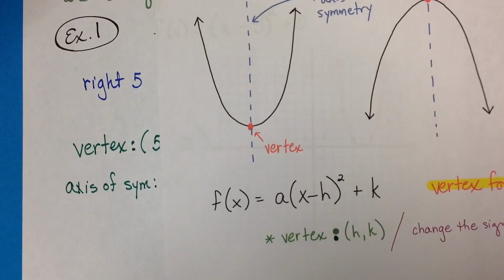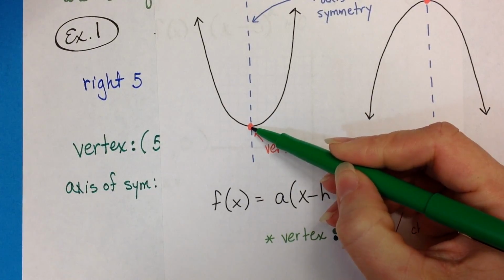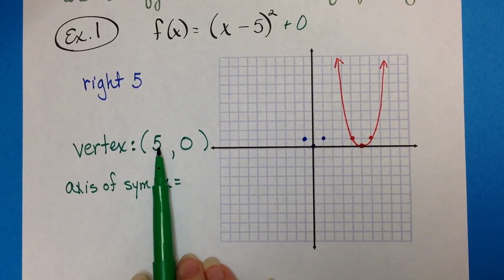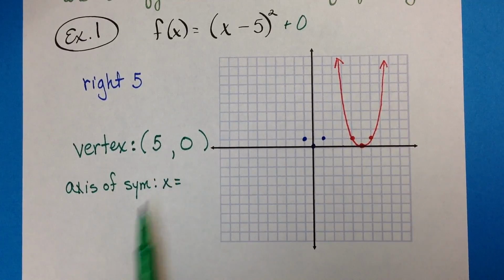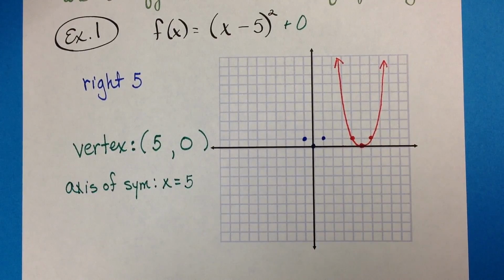Then, the other thing I told you about your axis of symmetry is it always goes through the vertex. So all that you have to do to find the location for your axis of symmetry, and because it's x, is get the x coordinate of the vertex. So the axis of symmetry is located at x equals 5.